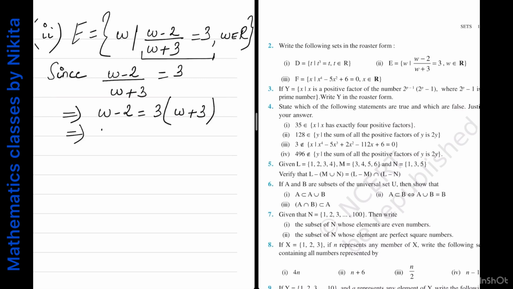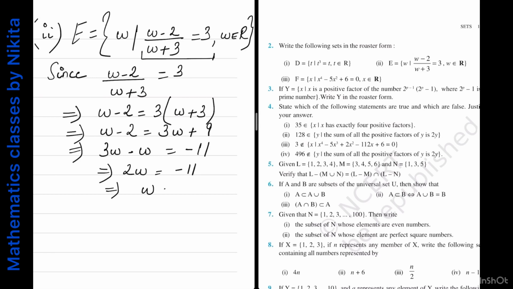Now just simplify this equation, so you will get w minus 2 is equal to 3w plus 9. This implies 3w minus w is equal to minus 11, and this implies 2w is equal to minus 11, and this implies that w is equal to minus 11 by 2. So we have a single solution which is minus 11 by 2. Therefore the set E is a singleton set which is equal to {-11/2}, and you can see that this is a real number.